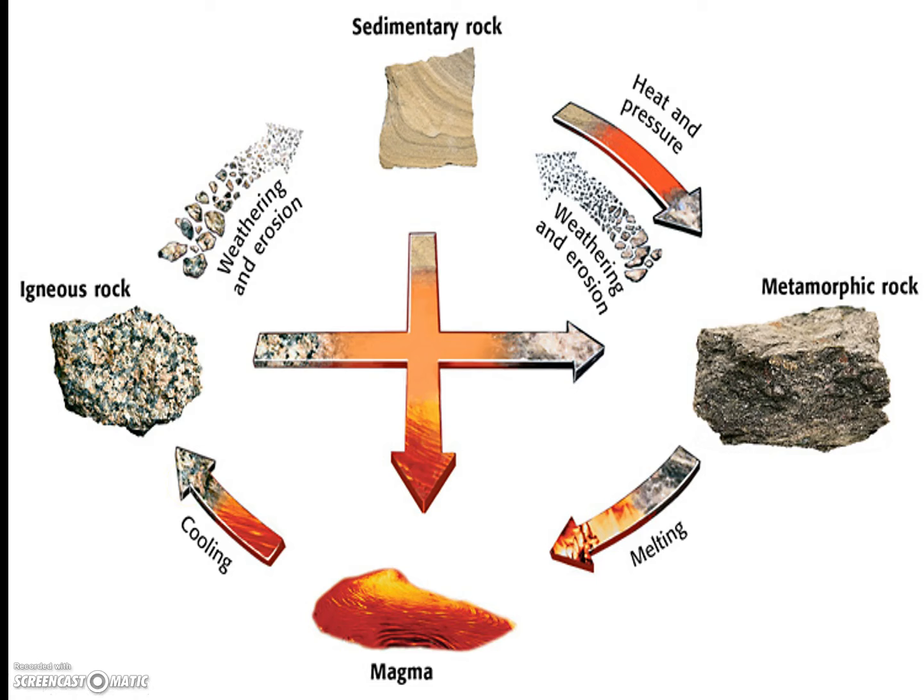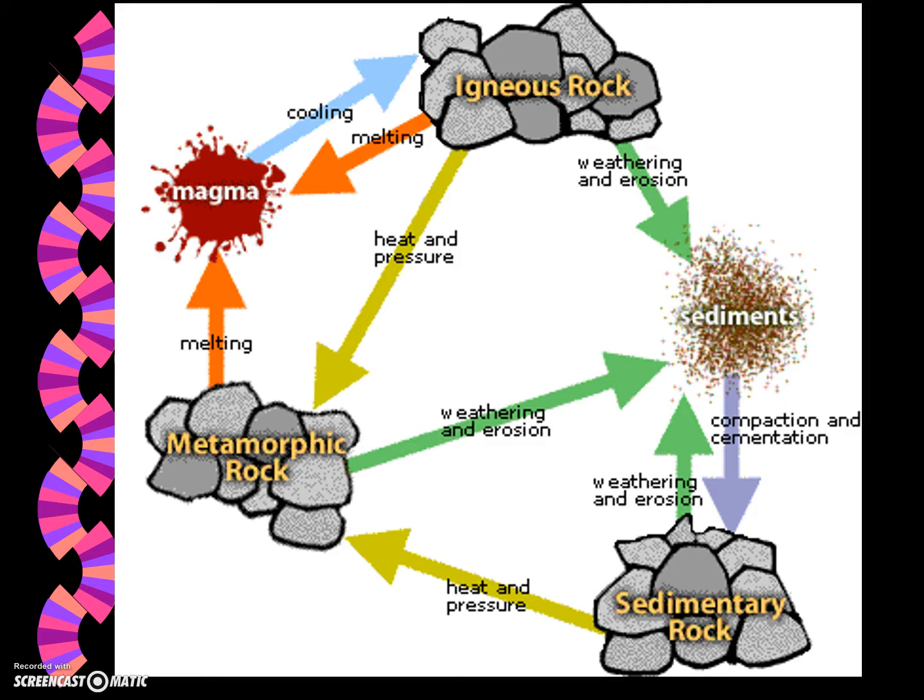Now if you're going the other way, igneous rocks to metamorphic would be right here, so that would be heat and pressure. Going from metamorphic to sedimentary would be weathering and erosion. And then sedimentary rocks to igneous rocks would be melting and cooling. Okay, so make sure you have all, I think there are 6 arrows that need to be labeled.